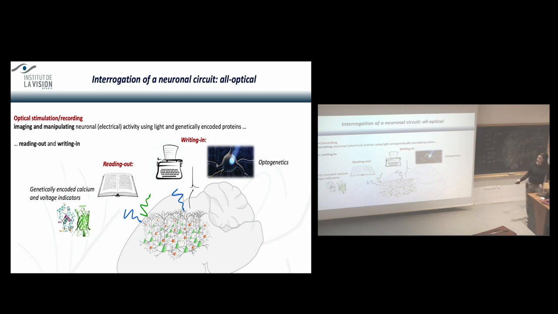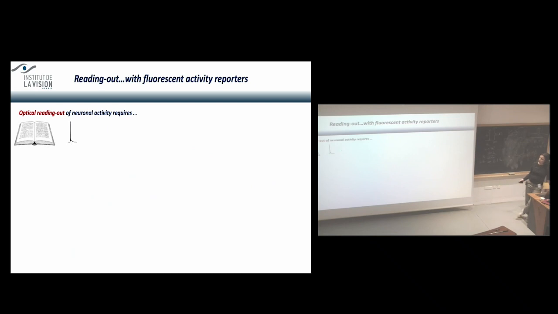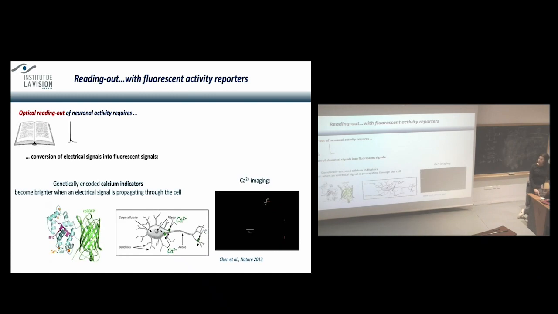So first, on the reading side, if we want to image, to record an electrical signal with an optical microscope, the first thing to be done is to be able to convert this electrical signal, this spike, into an optical signal. And this can be done by, for example, using a genetically encoded calcium indicator, and we will see afterwards a voltage indicator. So how do they work?